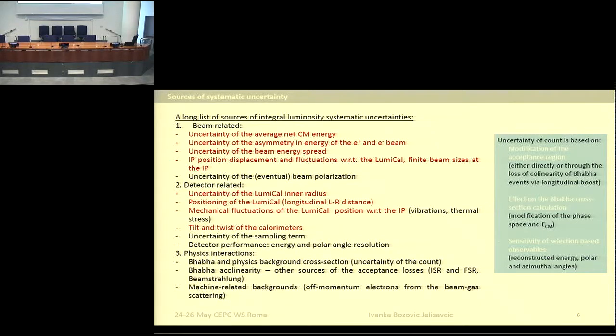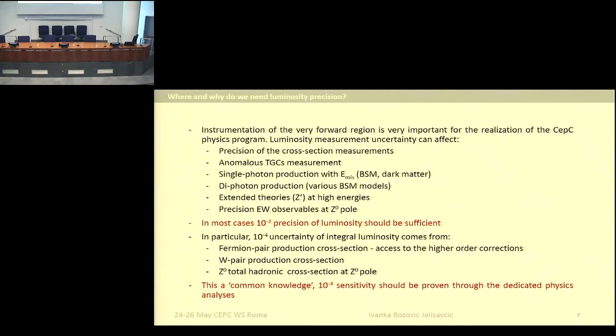And of course, you are limited by the uncertainty of the variables you are basing your measurement on.